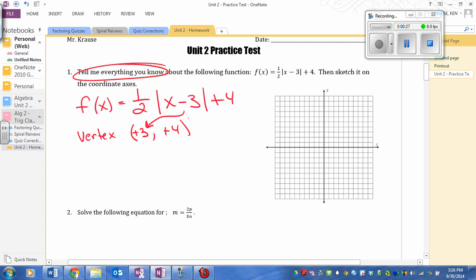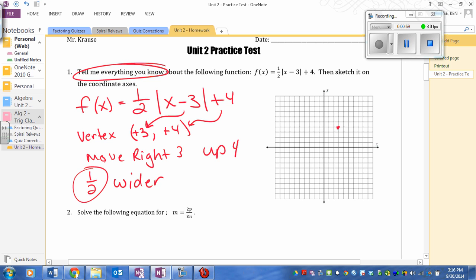Remember, this is backwards, this is normal, which means you could have also said we're going to move right 3, up 4. The 1/2 makes it wider, or it's going to go up 1 and over 2. So first thing we're going to do is move the vertex over 1, 2, 3, up 1, 2, 3, 4. Put a point. And the 1/2 again makes it wider, so it goes up by 1 over 2, up by 1 over 2, up by 1 over 2.